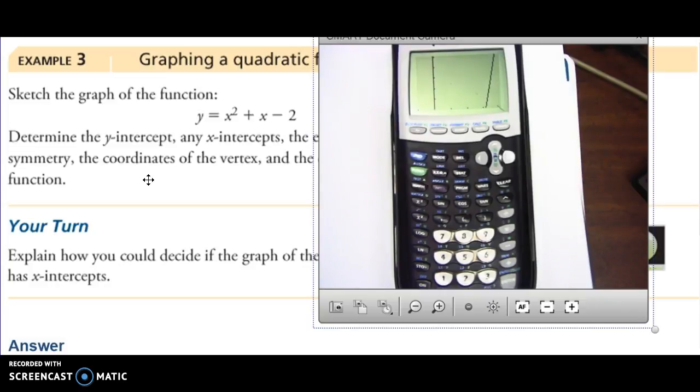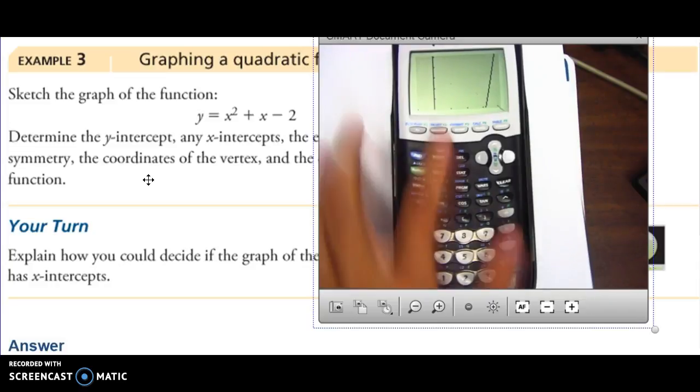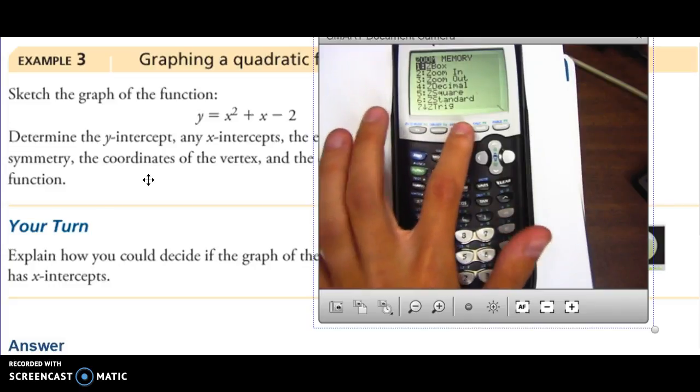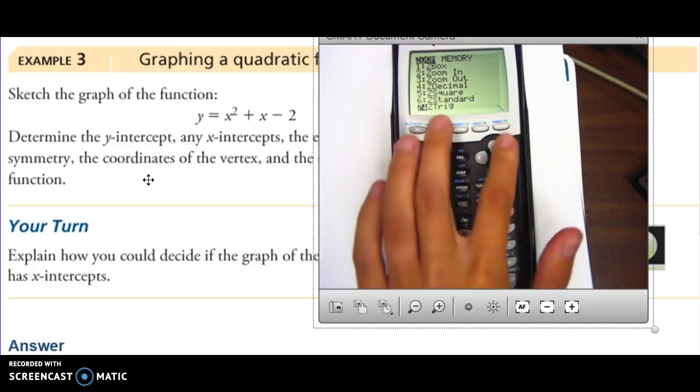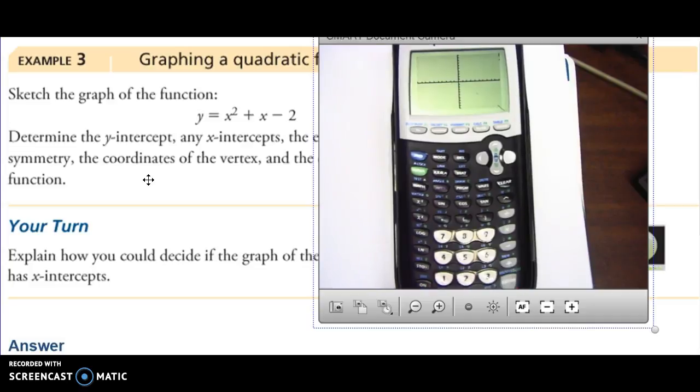If your graph is not in standard form, the easiest thing you can do is hit zoom and go down to 6 for your standard window and hit enter. That'll get you to your standard window. From here, we can tell that the parabola is opening up. We will be able to find our x and y intercepts, the axis of symmetry, the coordinates of the vertex, and we can see that the domain is x ∈ R and the range is y ∈ R.